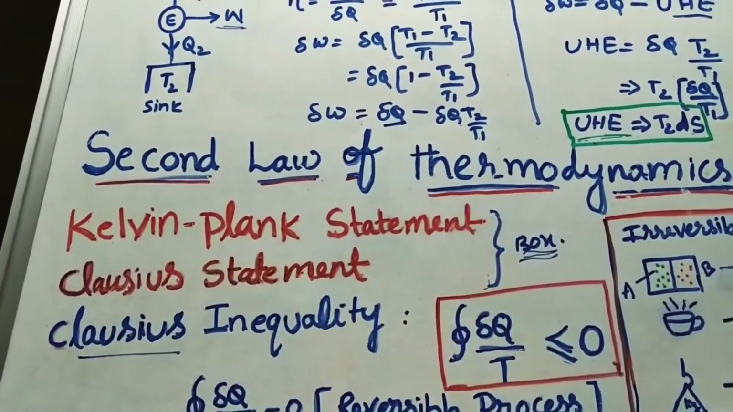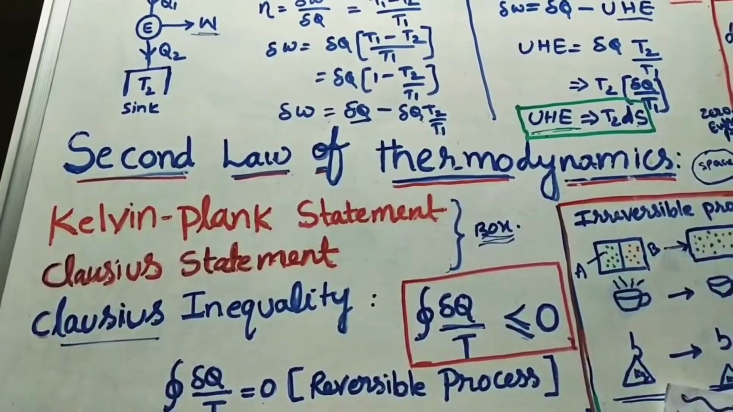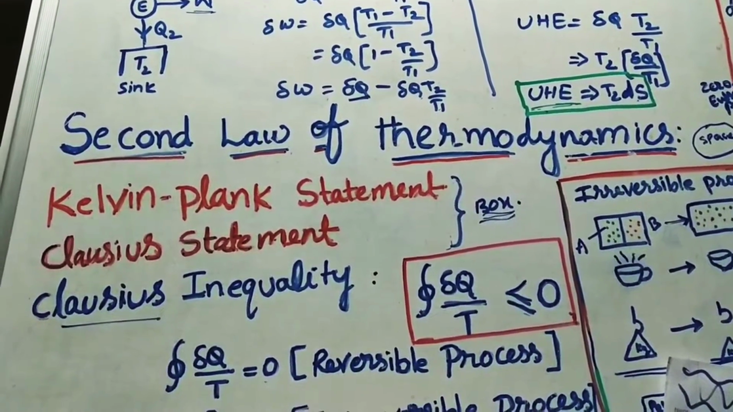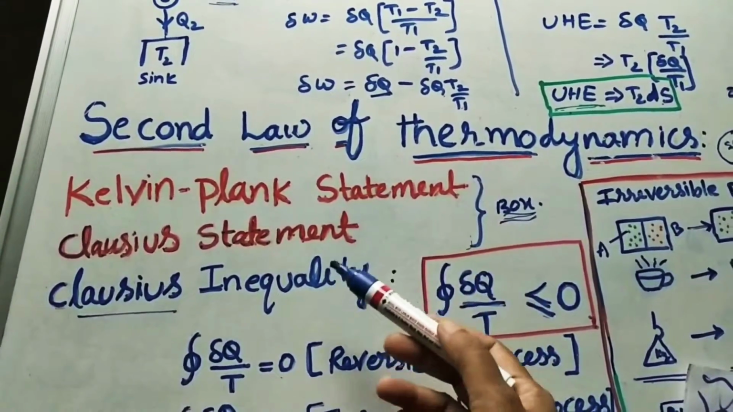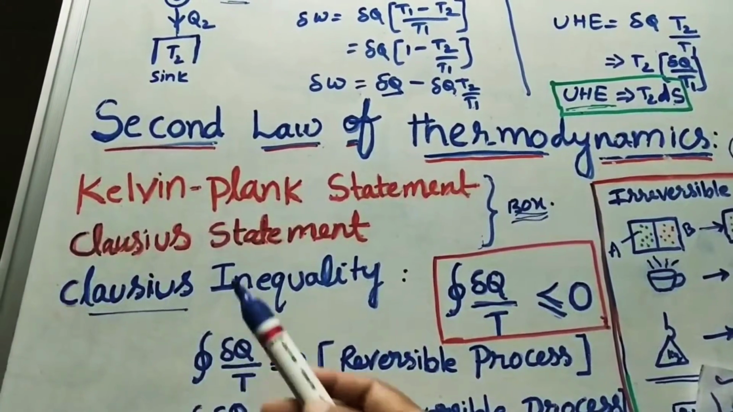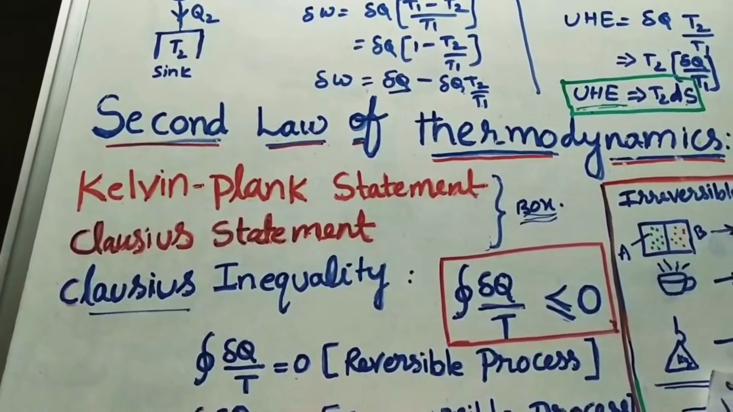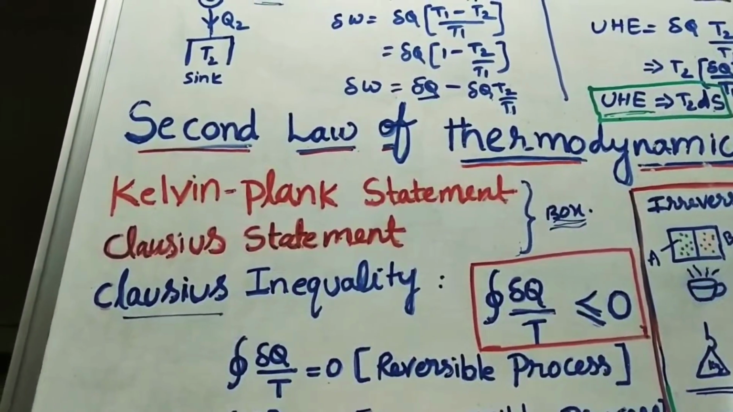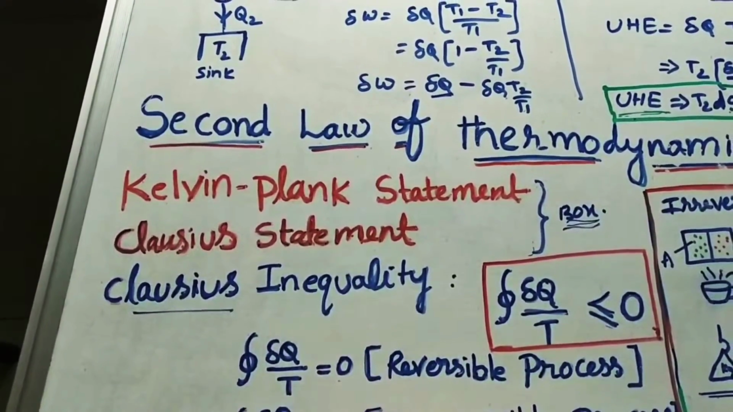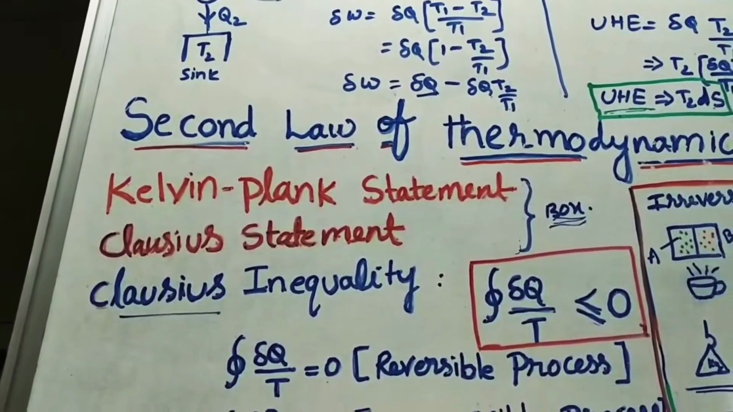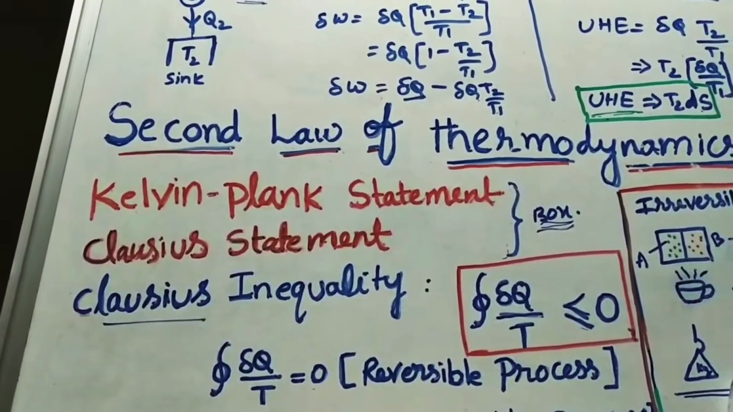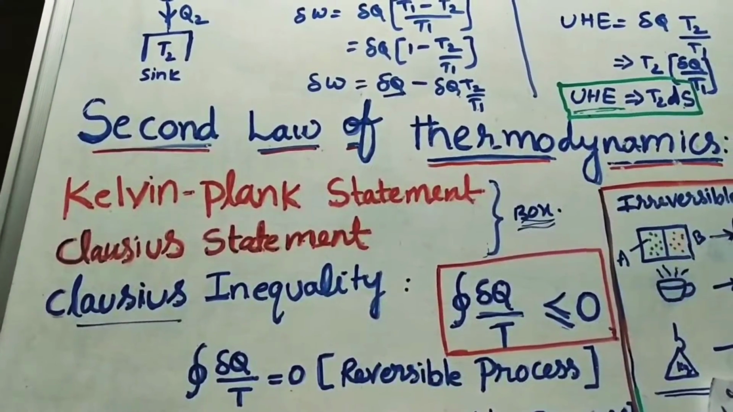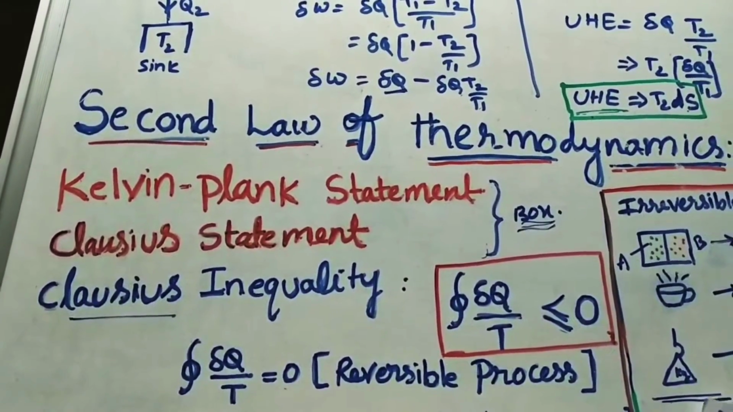Take the next topic, the second law of thermodynamics. This is a very important and very useful law, but it has a little confusion because it has three statements. We already did the Kelvin-Planck statement and the Clausius statement in the last classes. I gave the video link in the description box. And one more, today we will discuss the Clausius inequality. Since there are three statements, it is confusing for students. To avoid this confusion, we give some examples so that you can understand easily.